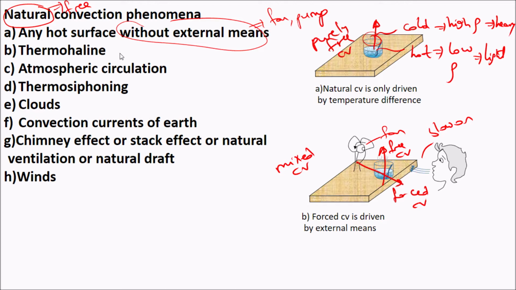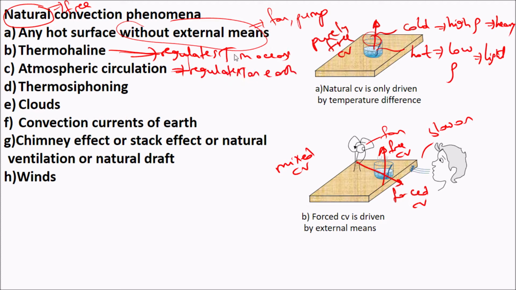Another application of free convection is thermohaline circulation, and atmospheric circulations. These are two applications of free convection. You can search for these two on the web. But in short, thermohaline circulation regulates the temperature in oceans, and atmospheric circulation regulates the temperature on Earth.